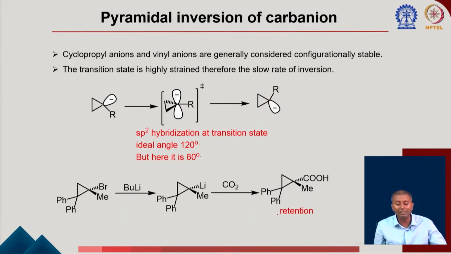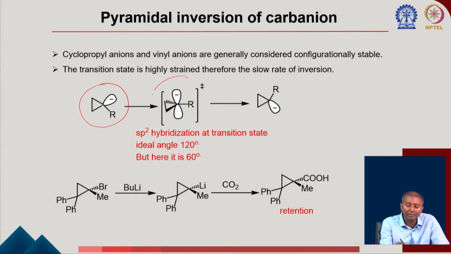We are going to learn about other systems where there will also be a problem. Now we are not talking about lone pair repulsion, we are going to talk about strained systems. Like the cyclopropyl anion: you know that cyclopropyl has a bond angle of 60 degrees. For this anion to undergo inversion, it has to achieve planarity, so it has to come to an angle of 120 degrees, which will be very difficult to achieve. That is why the cyclopropyl carbanion mostly does not go through this pyramidal inversion.